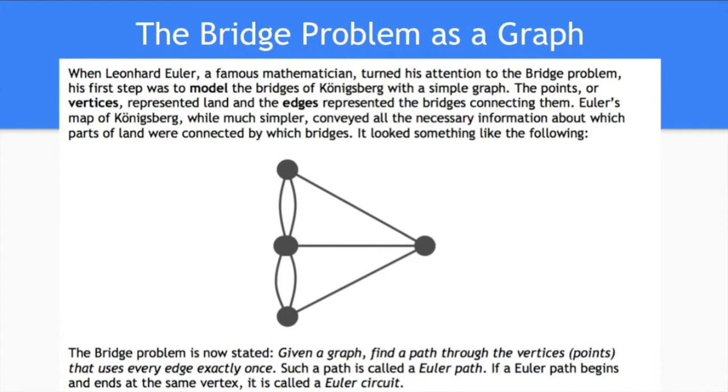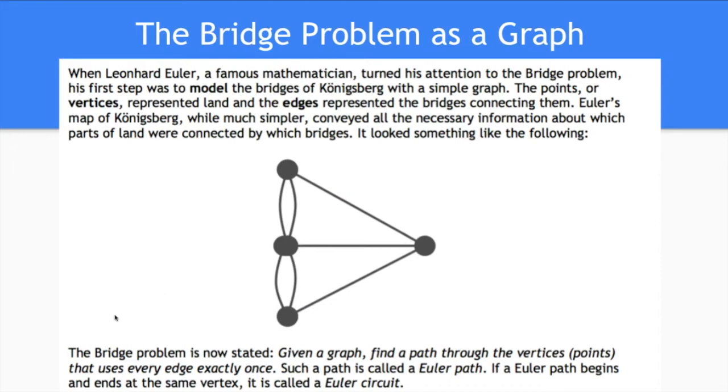All right. The bridge problem is a graph. Leonhard Euler, who was a famous mathematician, turned his attention to the bridge problem. His first step was to model the bridges of Konigsberg with a simple graph. The points, or vertices, these big, bold dots, represent the land, and the edges, which connect between 2 or more vertices, represented the bridges. Now, Euler's map of Konigsberg, while much simpler, conveyed all the necessary information about which parts of the land were connected by which bridges. And it looked like this particular graph.